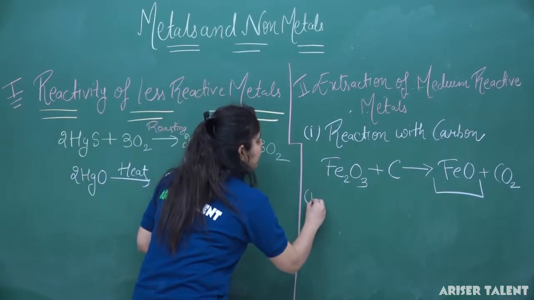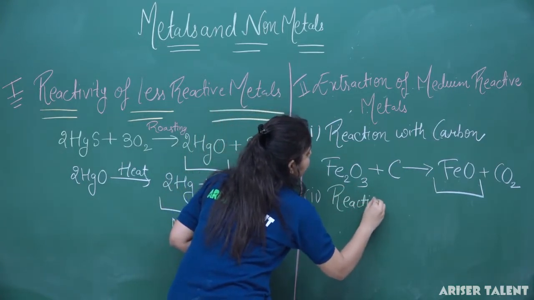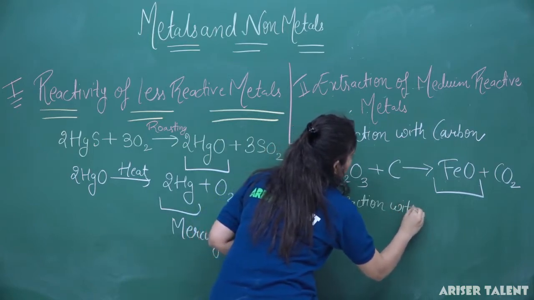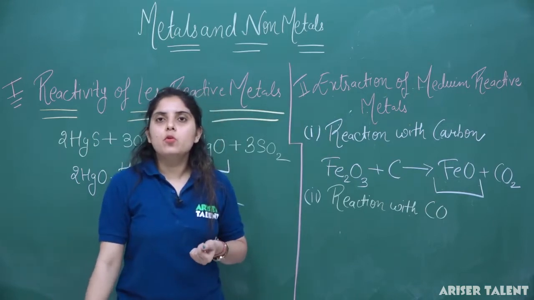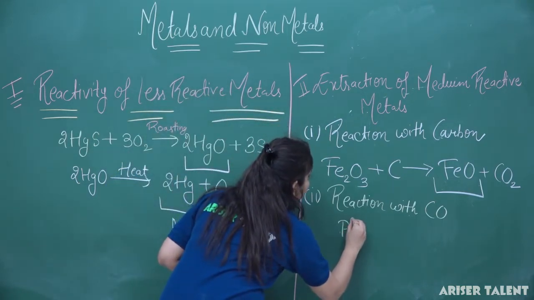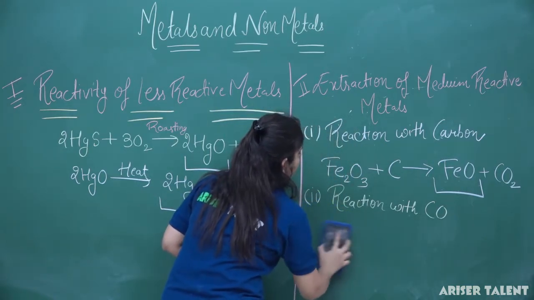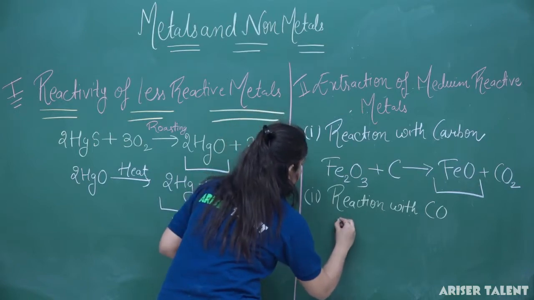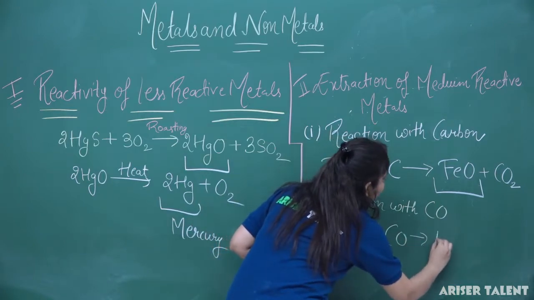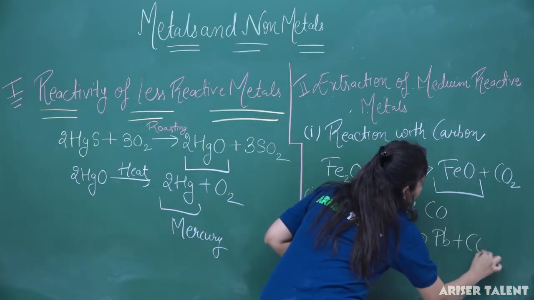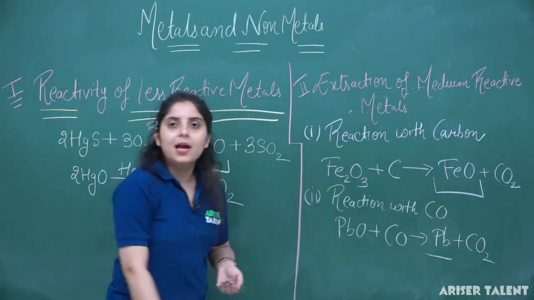Now our second reaction is the reaction with carbon monoxide. If I am reacting lead oxide with carbon monoxide, what will we get? We will get Pb plus CO2. In this way, lead metal can be obtained by reacting with carbon monoxide.